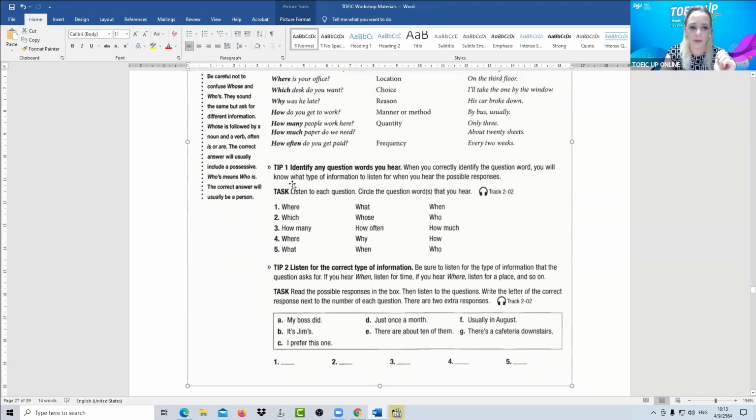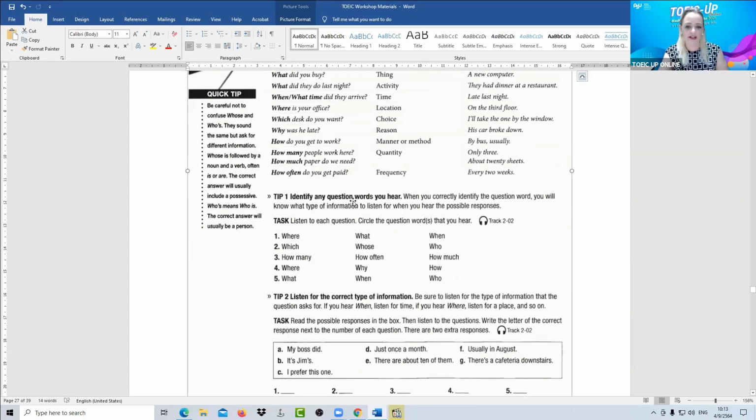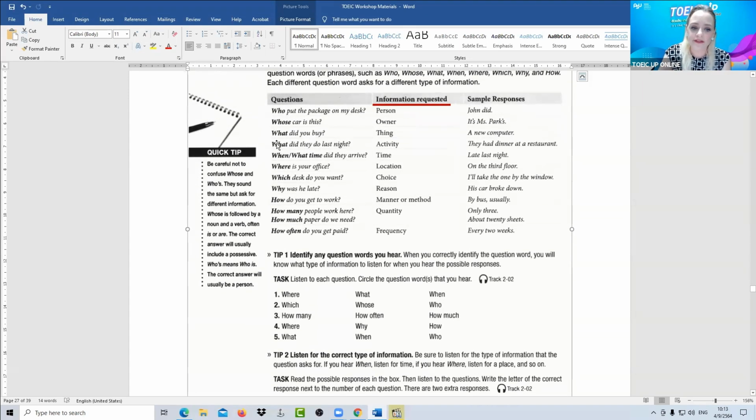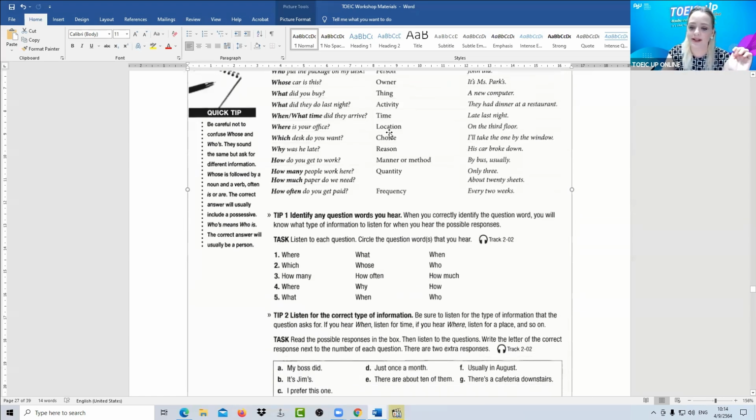So the first one, tip 1, identify the question words you hear. So all of these in bold, who, whose, what, when, what time, where, which, why, how much, how many, how often, these are question words. So when you correctly identify the question word, you will know what type of information to listen for, the information requested. Okay, this is gold. This is a pro tip. Once you know what information you need to listen for, it makes listening so much easier.